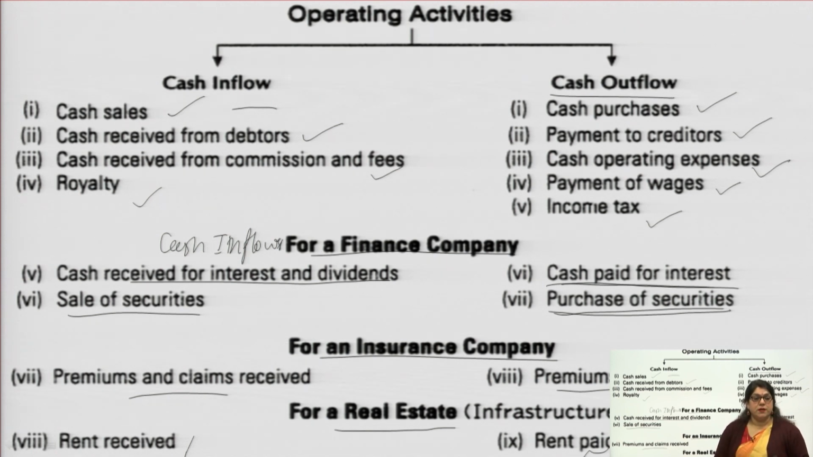If we make it more simple, once you are receiving anything, whether it is interest, commission, rent, income, or dividend, it is all cash inflow. But once you are paying all these things, means once you are paying dividend, interest, rent, premiums and claims, all these things are cash outflows.